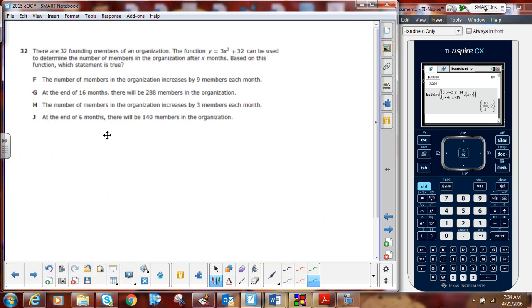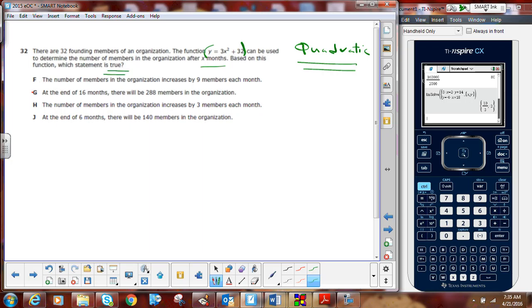Now 32. There are 32 founding members of an organization. The function y equals 3x squared plus 32 can be used to determine the number of members in the organization after x months. Based on this function, which statement is true? So first thing, we have to define our function. This is a quadratic function. What does quadratic function mean? Means you don't have the same rate. Your rate is not constant. So let's see the statements.